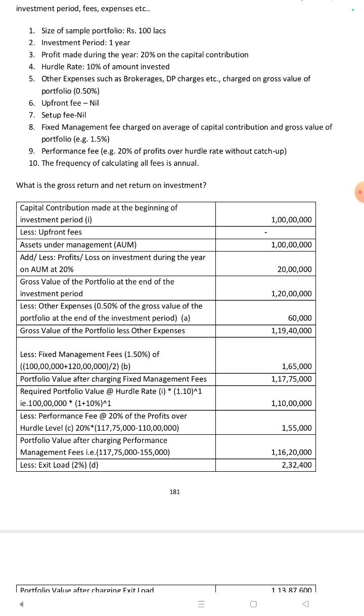Performance: capital contribution made less upfront fees, assets under management, profit 20 lakhs. Gross value 1.2 cr less expenses 0.5 percent. Gross value of the portfolio less other expenses minus fixed management fee 1.5%, (1 cr plus 2 cr) divided by 2.